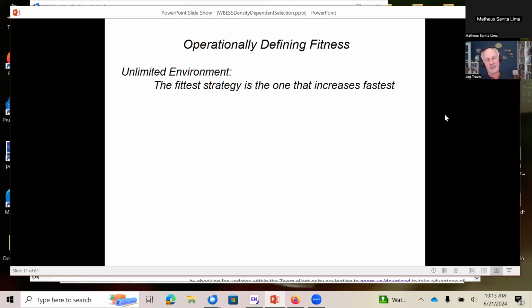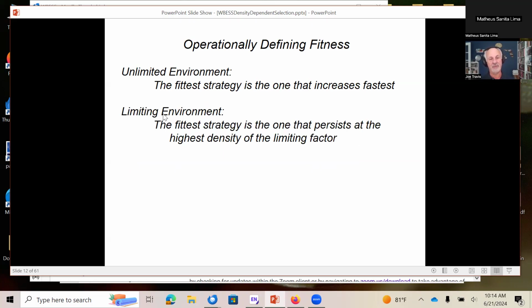So fitness is an easy concept to think about, but very difficult to define operationally. But let's take this definition. In an unlimited environment, the fittest strategy is the one that increases the fastest. So the innate rate of increase of a population is a measure of the mean fitness, and each phenotype or strategy's individual rate of increase is its individual fitness. This is the classic definition in population genetics.